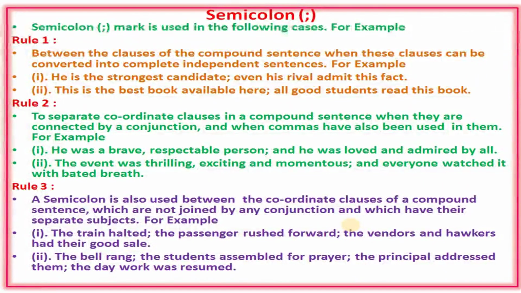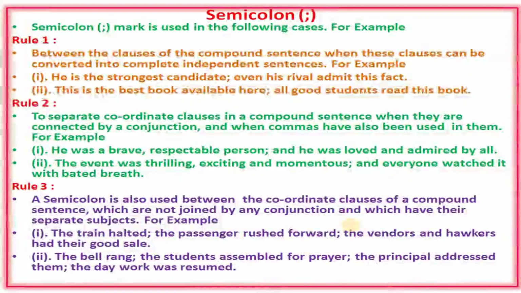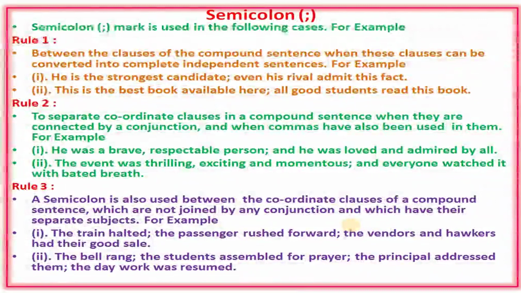Rule number 3. Semicolon is also used between two coordinate clauses of a compound sentence which are not joined by any conjunction and which have their separate subjects. For example, the train halted; the passengers rushed forward; the vendors and hawkers had their say; the bell rang; the students assembled for prayer; the principal addressed them; the day's work was resumed.